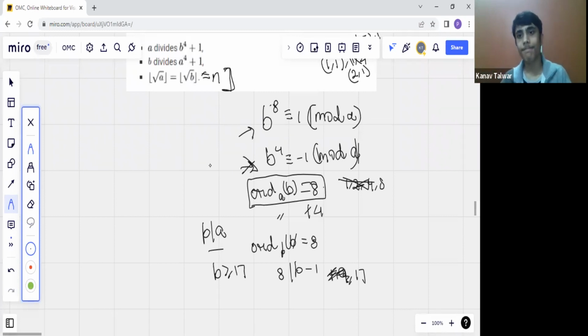Is this clear? Yeah, thank you. This means that A is at least 17 and a similar condition holds for B. That is, B is also at least 17. Awesome.